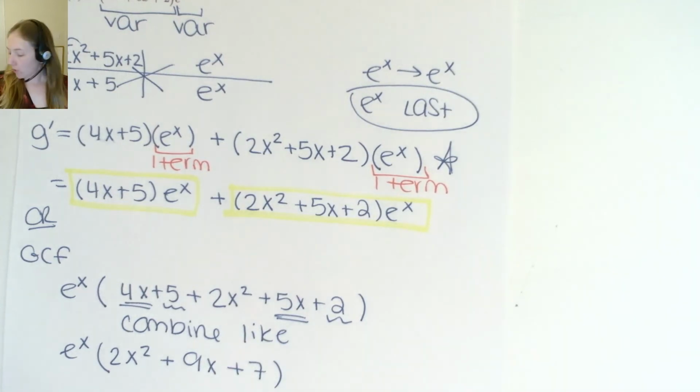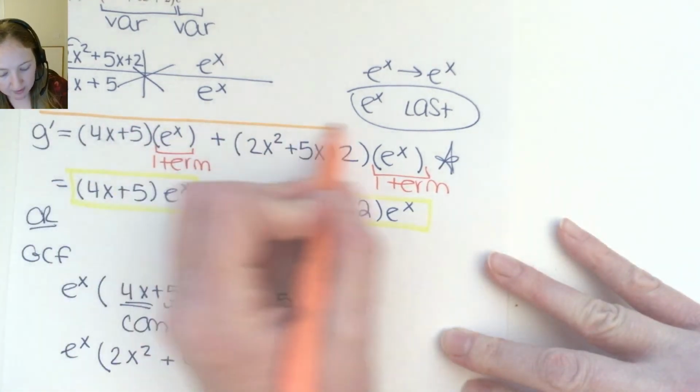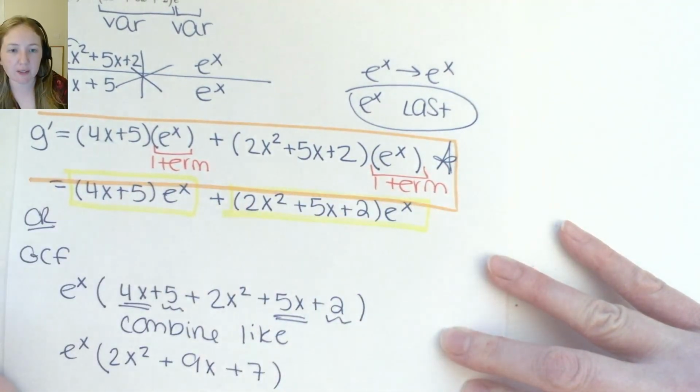Now, again, for the homework software, you don't necessarily need to factor out the GCF. It's great if you want to. Technically, you can leave it right here, right after you plug in to the product rule.